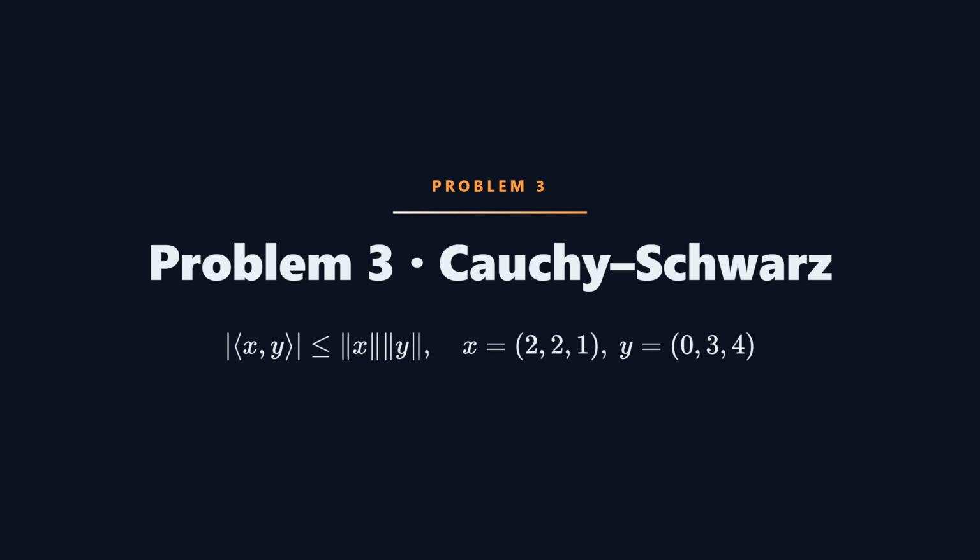Problem 3. Verify Cauchy-Schwarz on concrete vectors, that the size of the scalar product never exceeds the product of the lengths. Pause and try. Cauchy-Schwarz says the absolute value of the scalar product is at most the product of the lengths. Just compute both sides and compare.